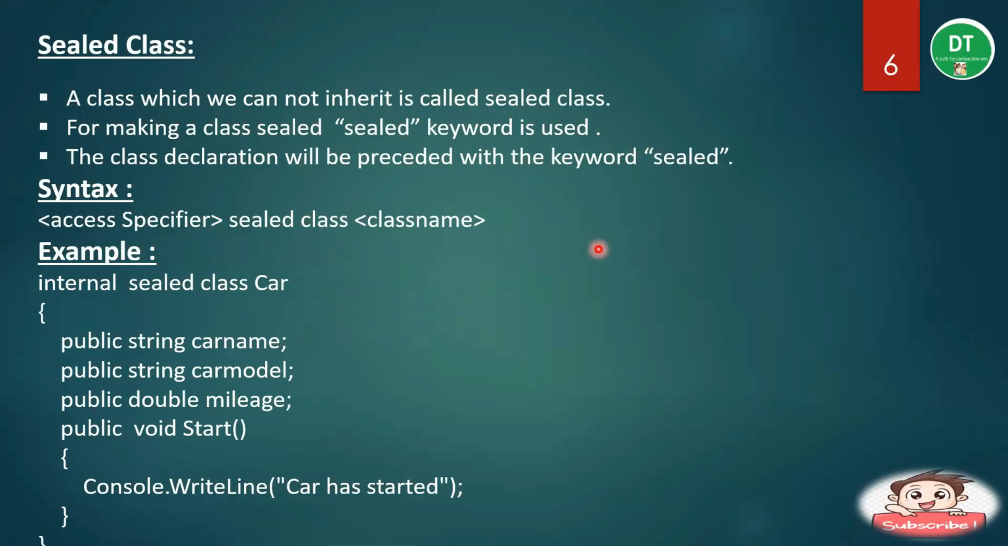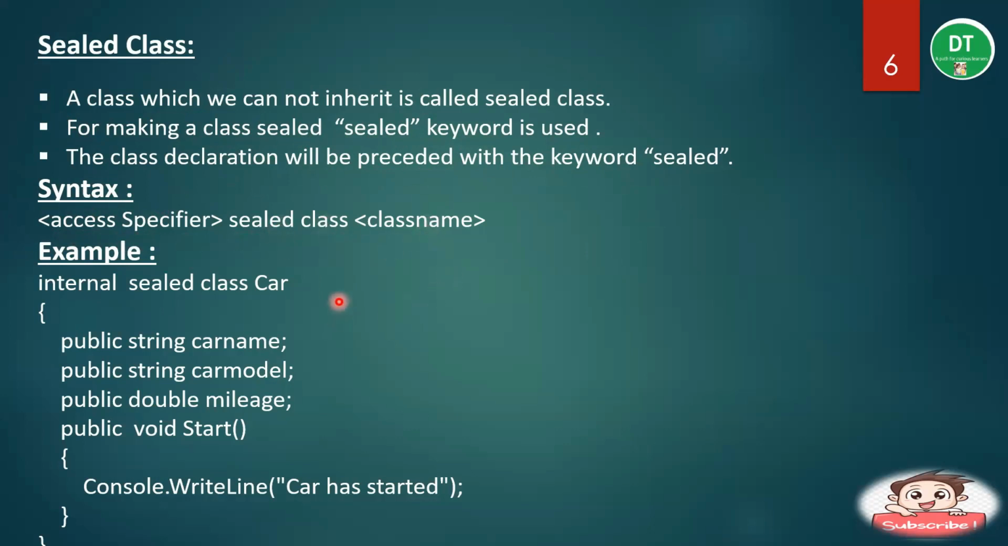But if I want to restrict the inheritance or extension of the class, then in that case we use a sealed class. We need to create the class as sealed, and for making a class sealed, we need to use the sealed keyword in its declaration. The class declaration will be preceded with the keyword sealed. Now here I have shown the syntax. The syntax contains the access specifier, then the sealed keyword, then the class name.